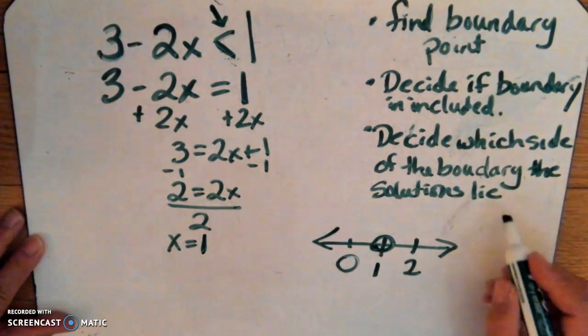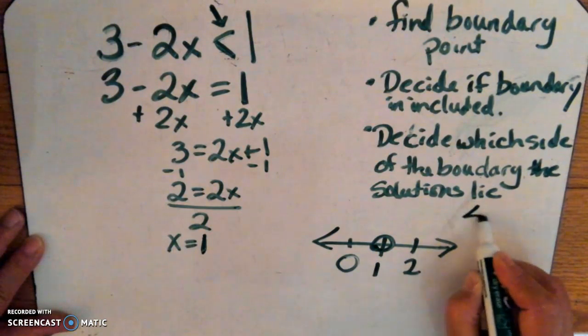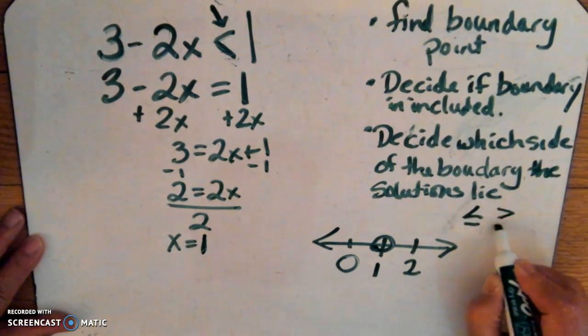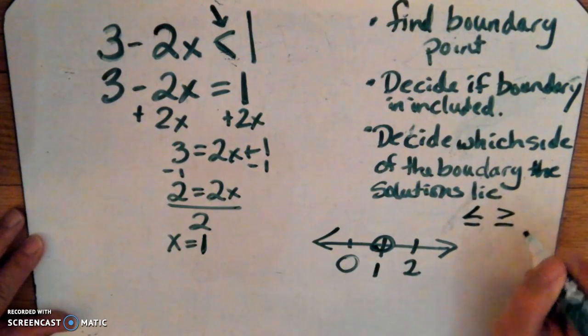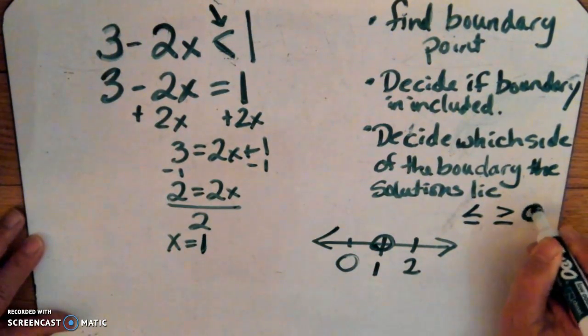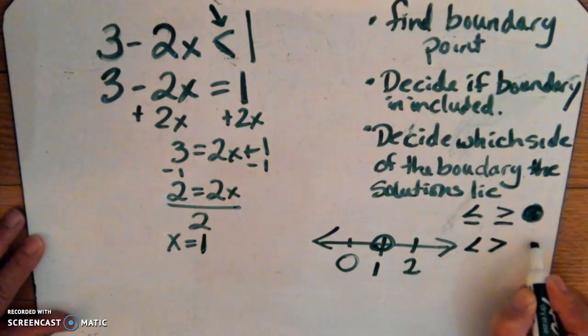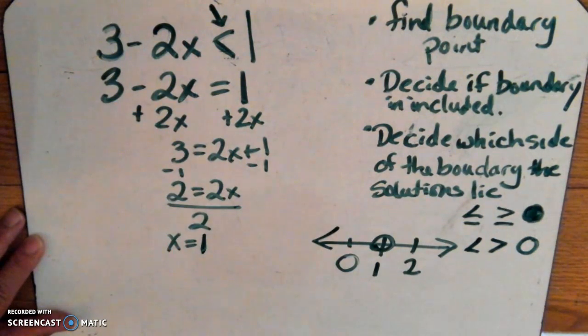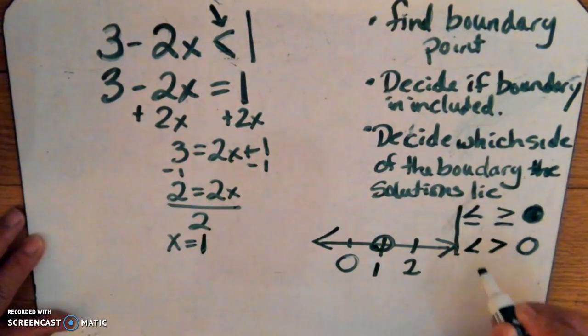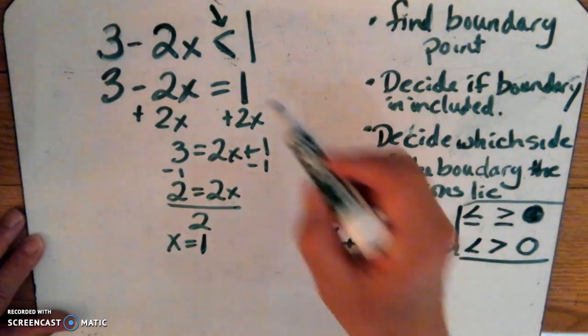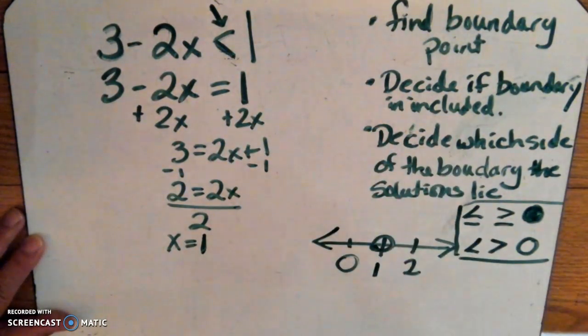So the rules are, if you have a less than or equal or a greater than or equal sign, that means your boundary point would be a circle that's filled in. Okay? If you just have a less than or a greater than sign, we have a boundary point that we say is open, and we don't fill that in. Okay? So I've done my second step, because that sign is just a less than sign, it doesn't mean equal, I just have an open boundary. Okay, so the last step is to decide which side of the boundary the solutions lie.